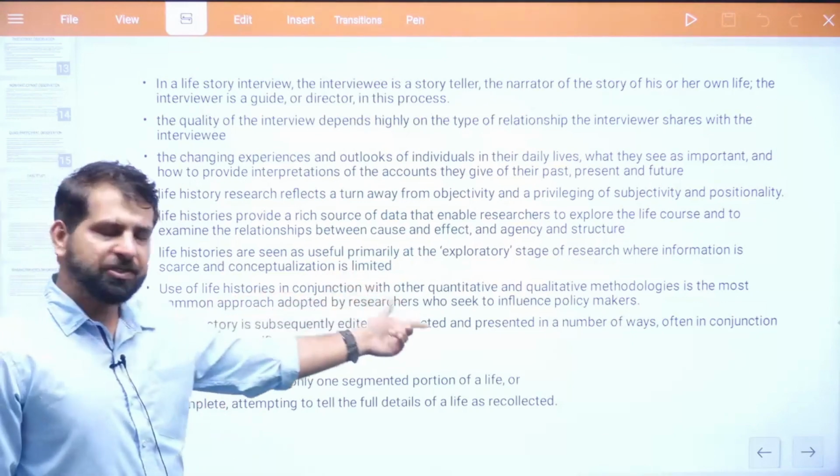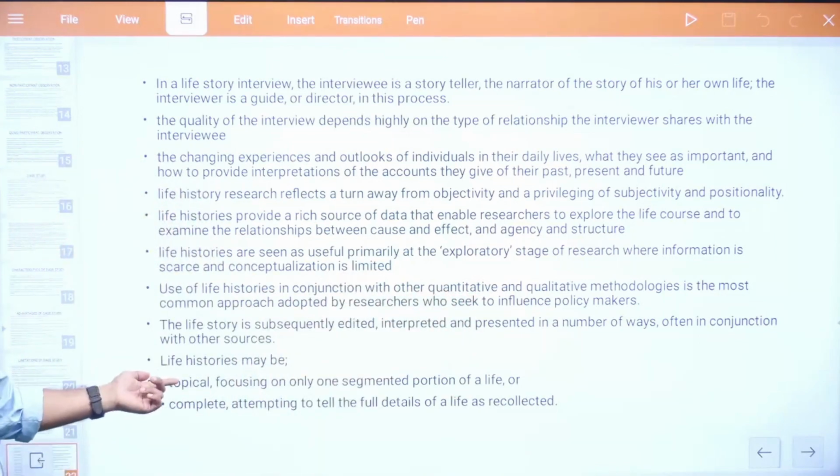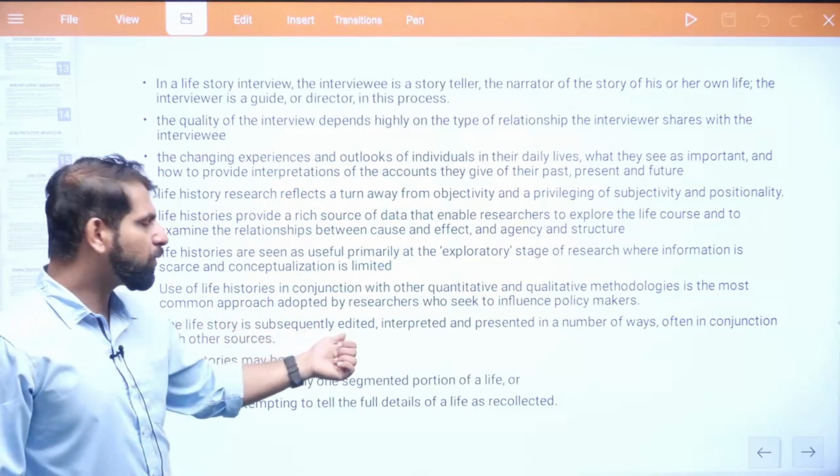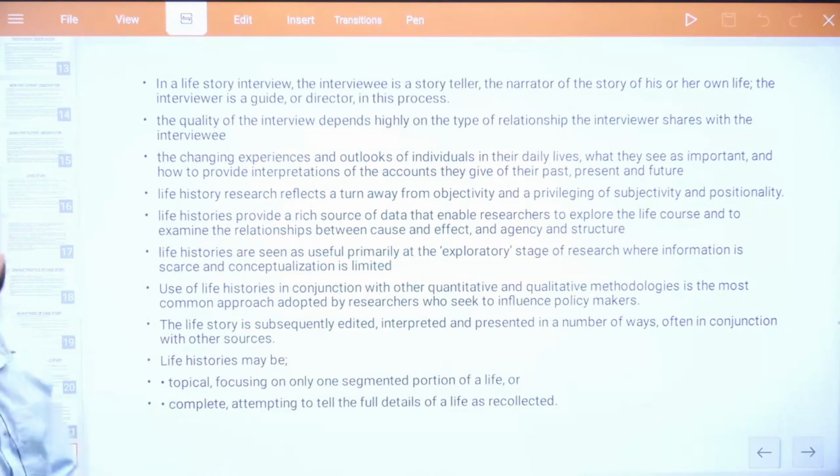So in the initial stages of your exploratory research, descriptive research, or ethnography, it will help you get a broader understanding of how things are working, how social situations are being constructed. It is used in conjunction with other qualitative and quantitative methods. Again, the life story is subsequently edited, interpreted and presented in a number of ways, often in conjunction with other sources.